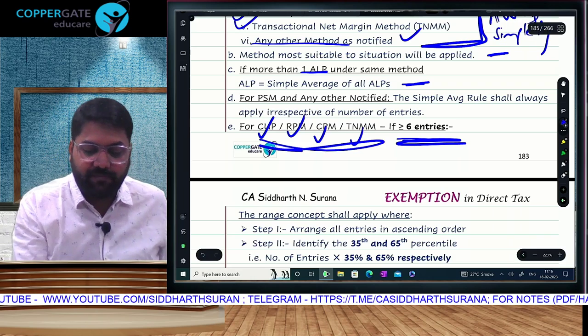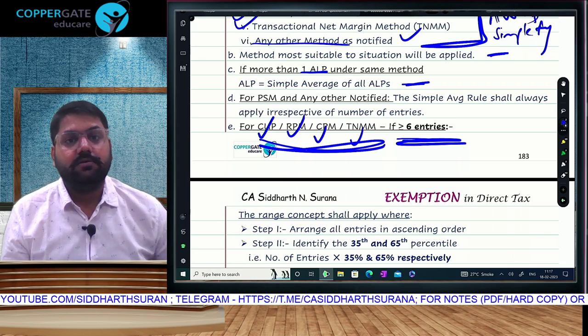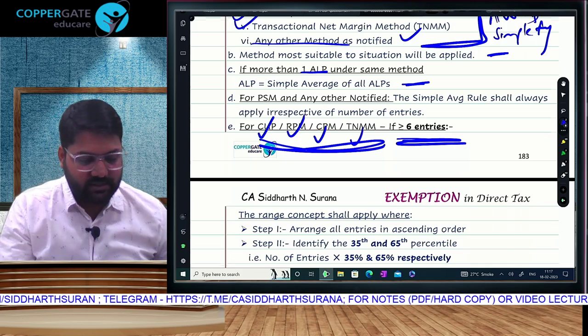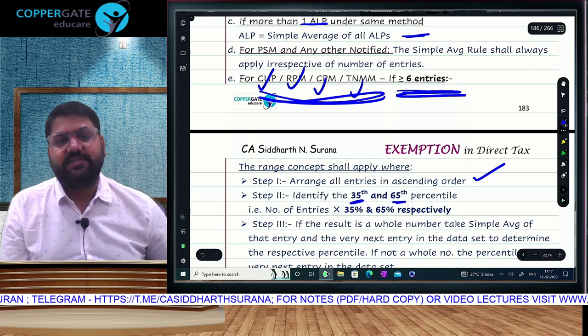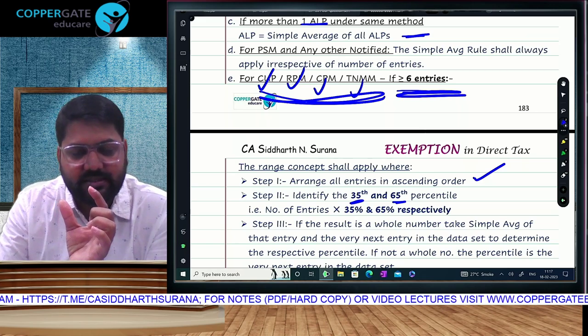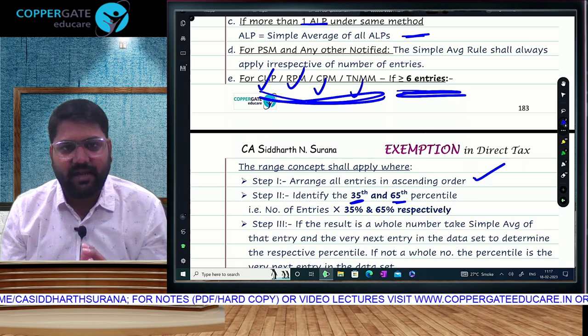Only for these four methods, here also, if it is 0 to 5 entries, do the simple average. If it is 6 or more, what will we do? Range concept. Arrange in ascending order. Find out the 35th and the 65th percentile, meaning in ascending order, which entry is on the 35th place and the 65th. That means total number of entries into 35% and 65%. That will be the range.